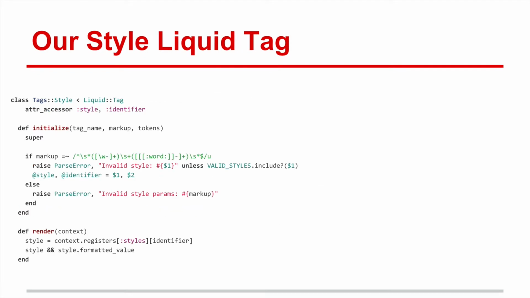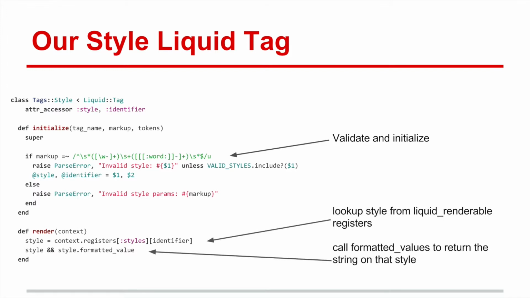Now that you have an understanding of how a tag works, here's a real implementation of a tag. In this one, you see that the initialize method does some basic validation. It makes sure that we only accept style properties that AppSuite supports. If you look up the valid styles constant, you'll see that we only support 3 style properties. The render method is noticeably smaller, but does the bulk of the work.